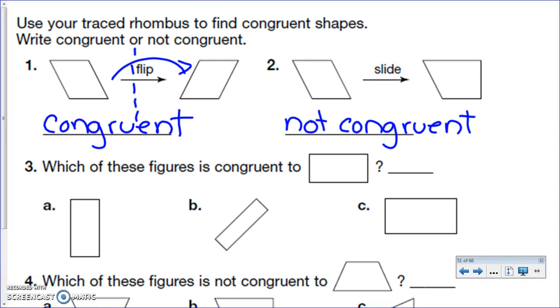For number 3, it asks which of these figures is congruent to our rectangle. Well, if we look at each of the shapes, C is too big, B is too skinny, so A is correct. It's just been turned on its side.